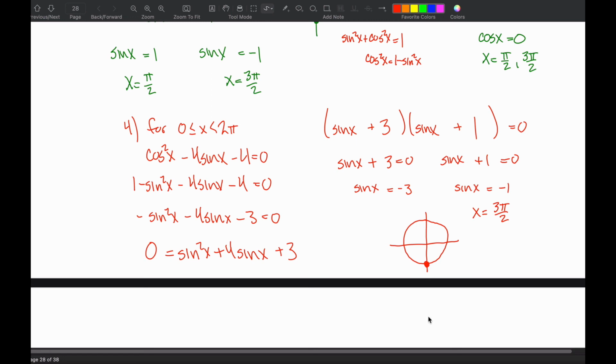My unit circle has a radius of 1. It's never getting down to -3. There's no solutions to this equation. So the only solution to this equation comes from this one. It's this 3 pi over 2.